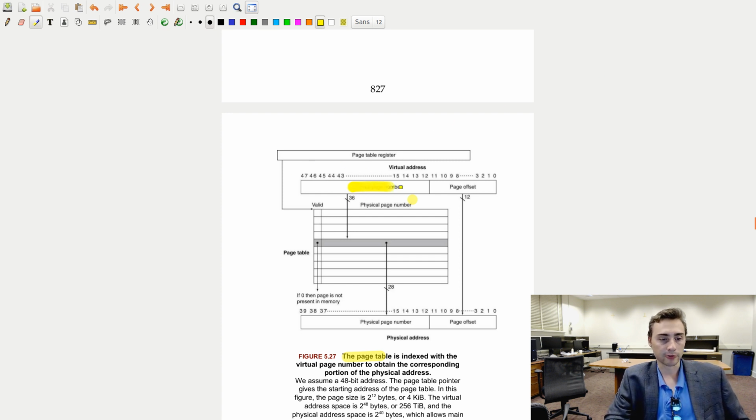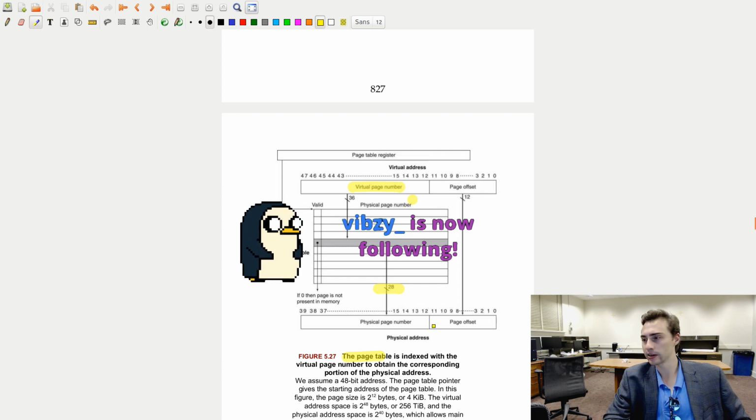Here we have the page table register, which points to the page table. We take some virtual page number, and that corresponds here to a physical page number. We check to see if it's valid. If it's not valid, that means it's not in memory. It's on disk, so we'll have to do something to fetch it, but we won't cover that here. We'll just immediately bring down the page offset, and then we copy down the physical page number down here in order to calculate the physical address.